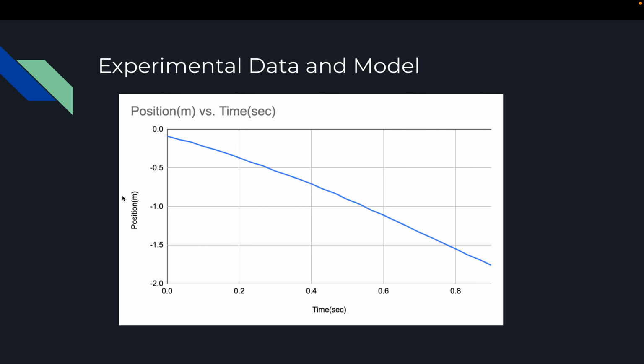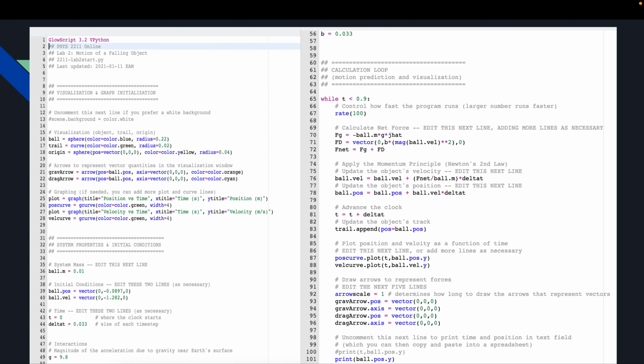So this was the experimental data model that I collected. This was the time compared to the position overall. And this was the GlowScript that I created. As you can see, this was the given code for us. This was the ball's mass, or the system's mass. This was the initial position, the initial vector that I chose, the time, the delta t, the step, the magnitude.